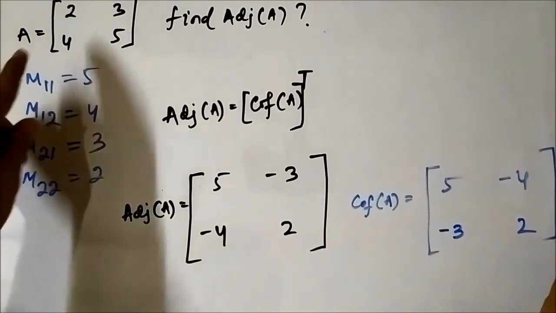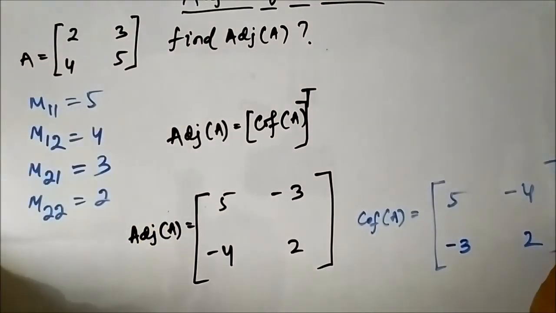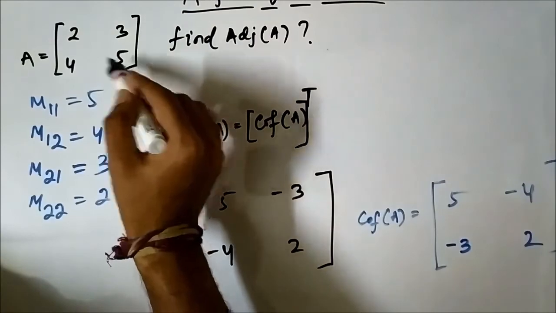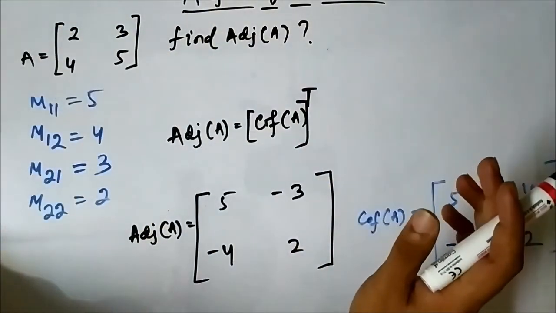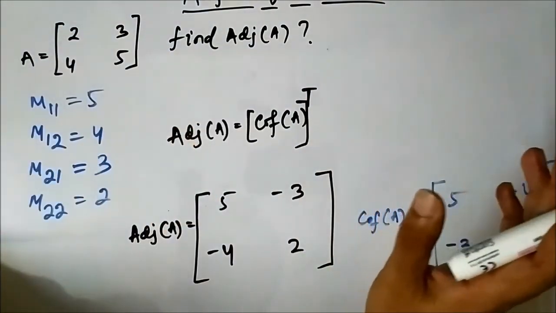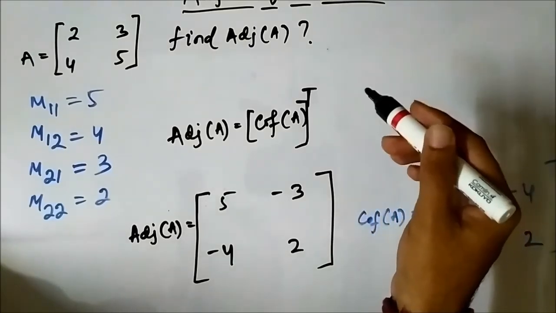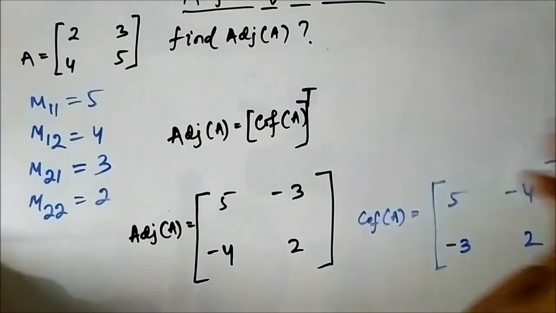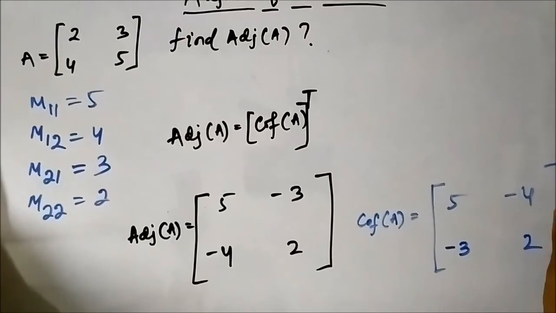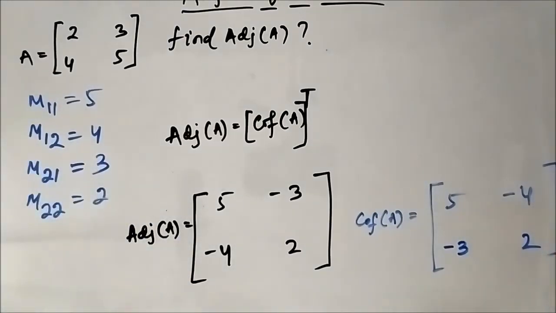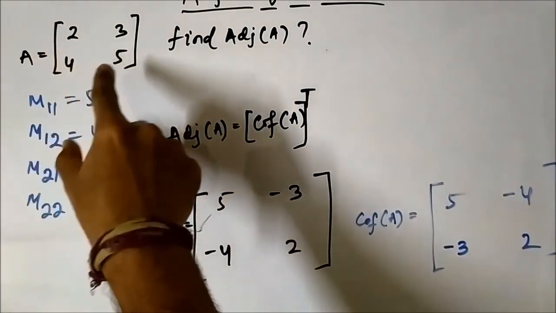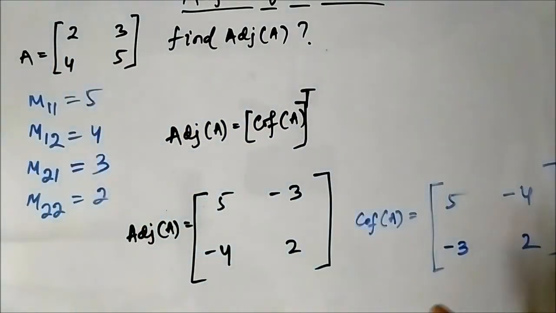So it is very simple. First you have to determine the minor for each and every element by removing the respective row and column. Then we have to determine the cofactor by using the formula Cij is equal to minus 1 to the power i plus j into Mij, and then after determining the cofactor matrix, the transpose of the cofactor gives us the adjoint of that matrix. So this is how you determine the adjoint of a 2 cross 2 matrix, which is quite easy because it has only 2 rows and 2 columns, so it's not lengthy.